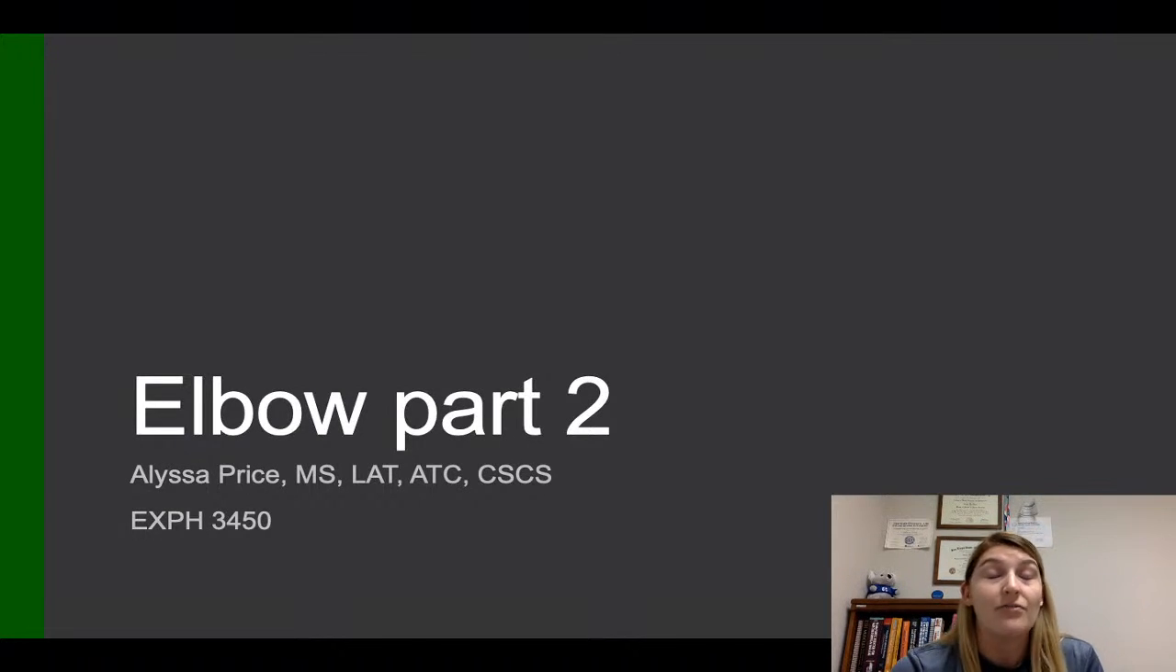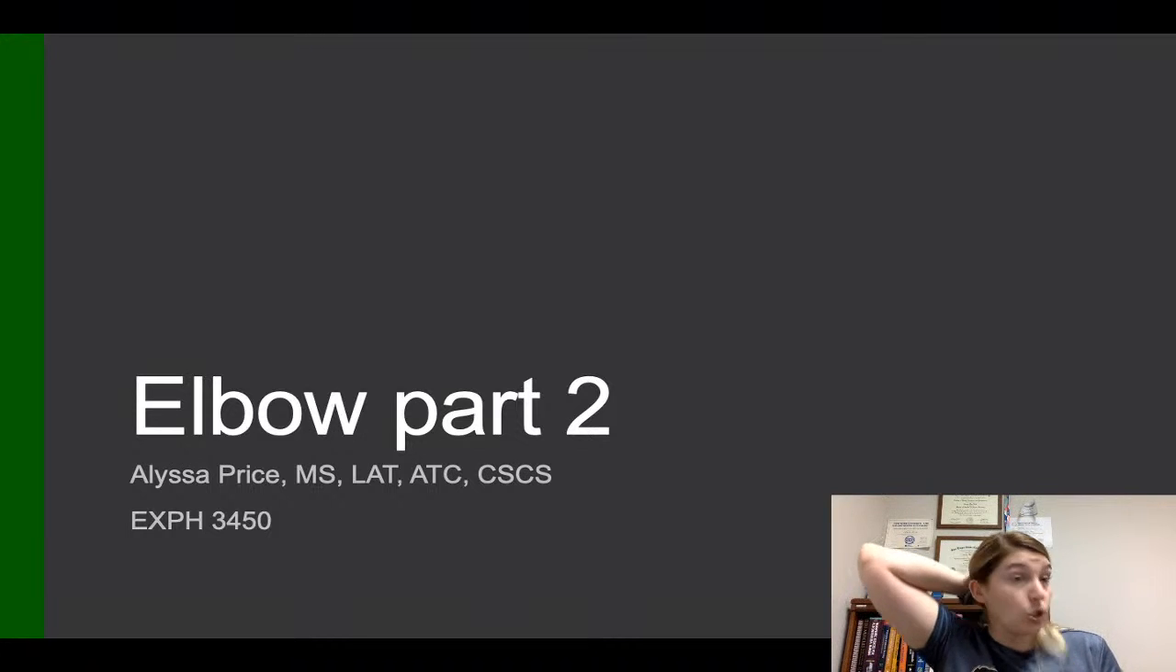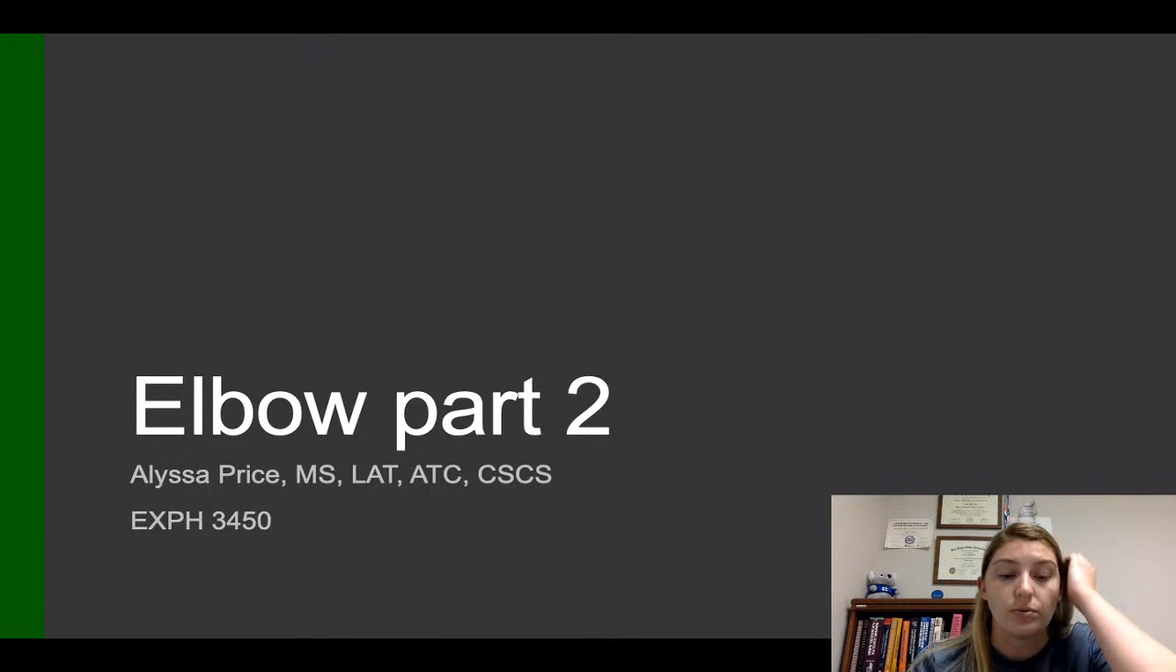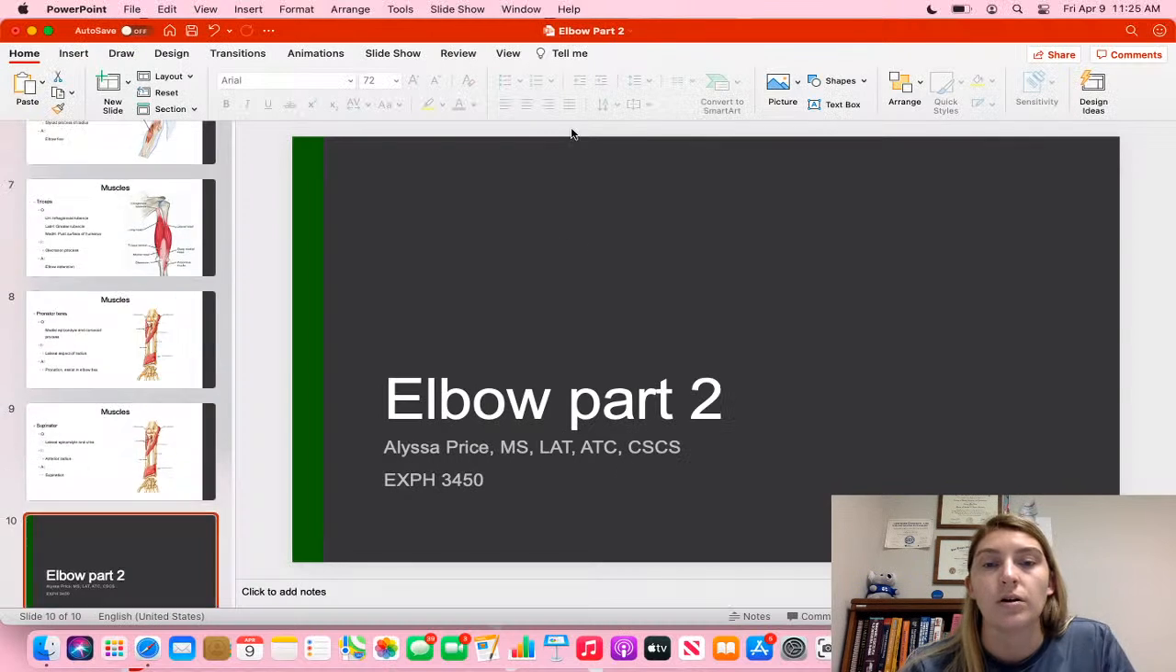So that is it for elbow part 2. So we really only have wrist and hand left, and then you'll have your third exam on kind of the rest of it. So elbow and wrist and hand. It's a very short exam. And then the rest of the semester will be used to complete our final project, which kind of is going to encapsulate everything that we've learned. So just keep up and you are almost done.